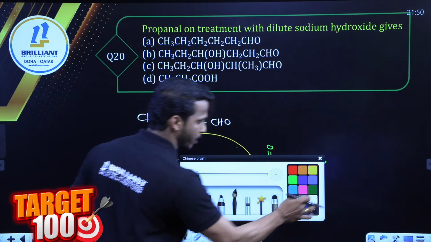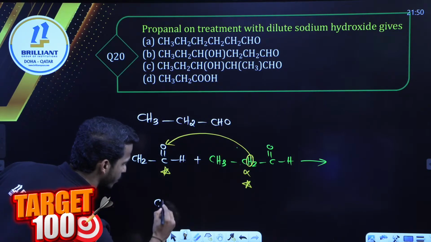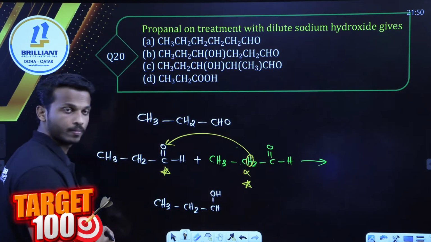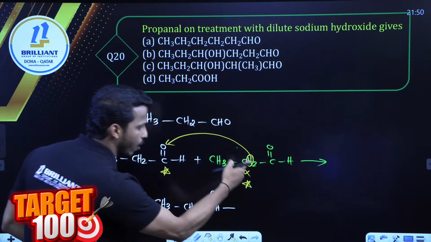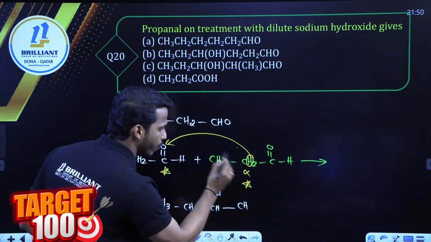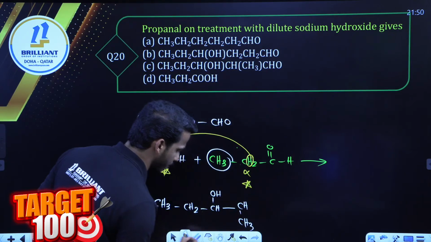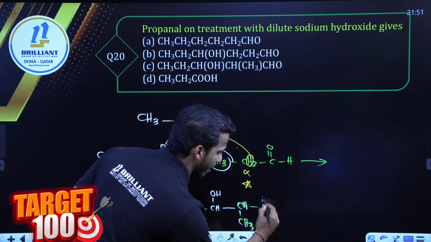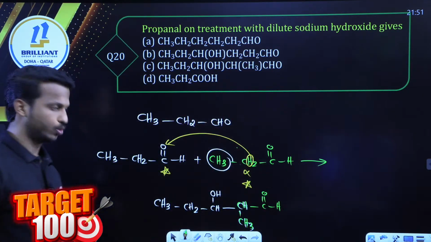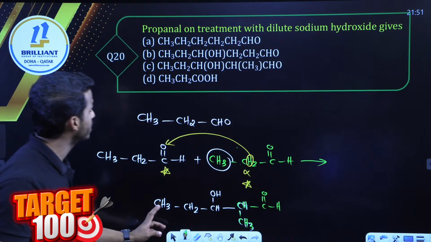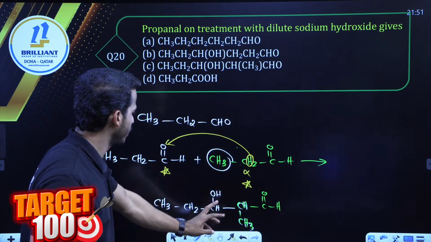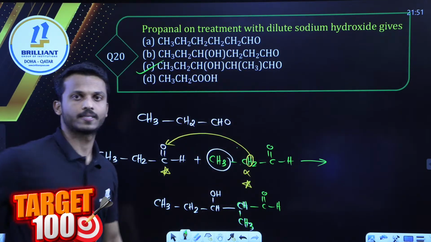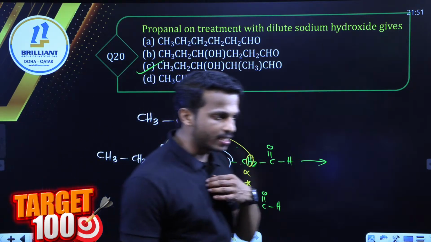I'm going to do the whole procedure now, with colour so you can understand. CH3, CH2, CH, the O becomes OH. Now where are you connecting this carbon? On this carbon, so CH is there, on which you have a CH3 group, and what is left? CHO. So the product is CH3CH2CH(OH)CH(CH3)CHO. I think it is option C. Option C is the correct answer.